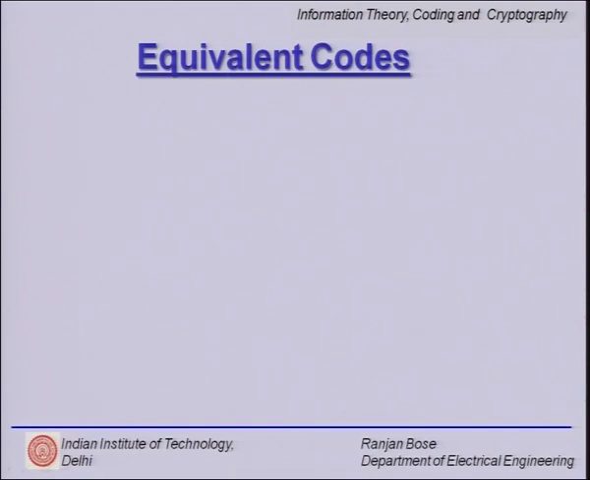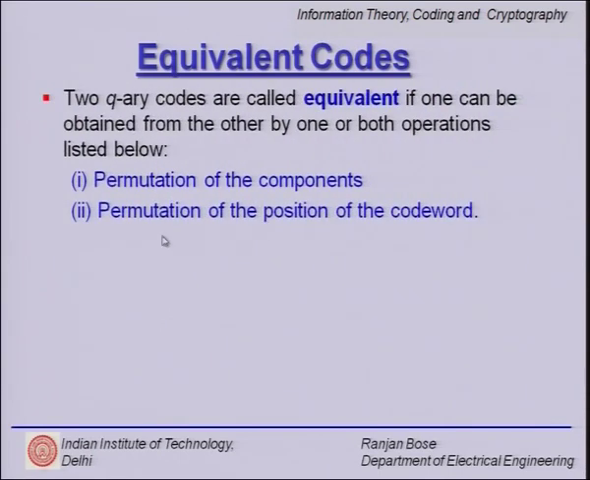Now we come to the notion of equivalent codes, and we will see they are very important and practical. Two q-ary codes are called equivalent if one can be obtained from the other by one or both of the operations listed below. What are these operations? Permutations of the components and permutations of the position of the code words. Please note, these definitions are general but can be applied to binary as well. Q-ary codes will become binary codes.